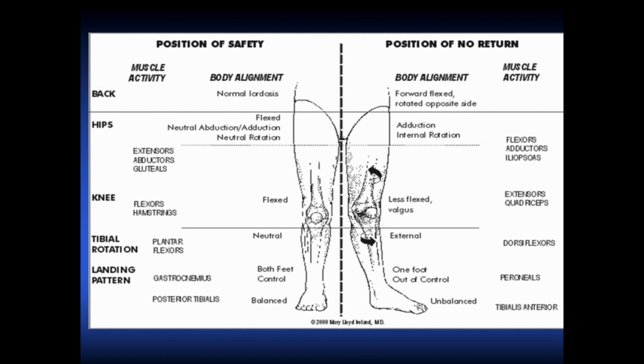In this position of no return, where the ACL is at risk, the body alignment is basically rotated and off. The trunk is forward flexed, rotated to the opposite side. Hip is less flexed in adduction, internal rotation. Knee is less flexed. The tibia is in external rotation, and landing on one foot out of control, and an ACL injury occurs very quickly in 70 milliseconds.